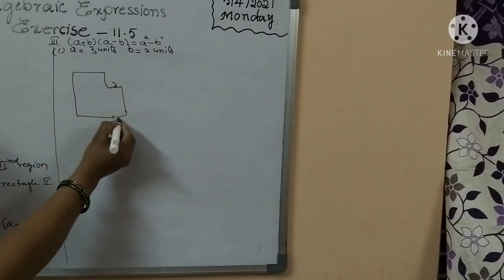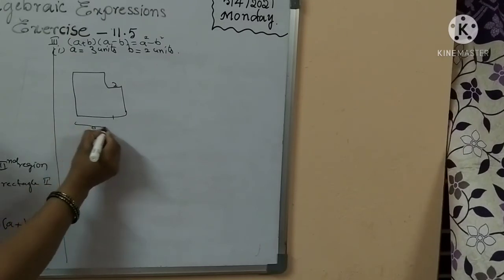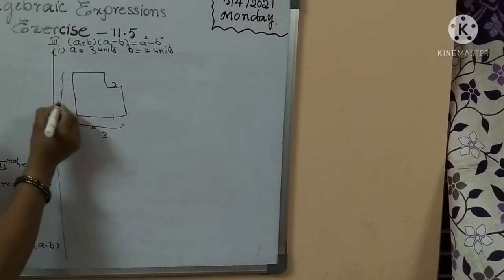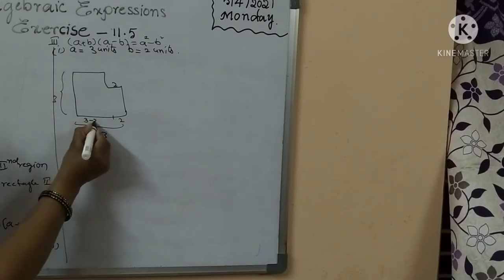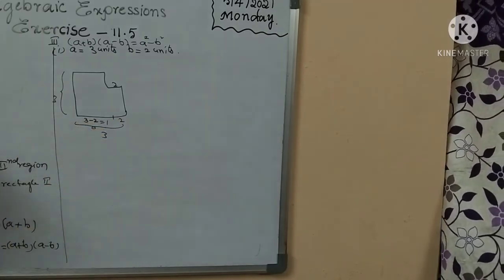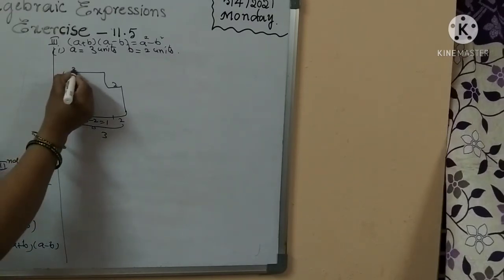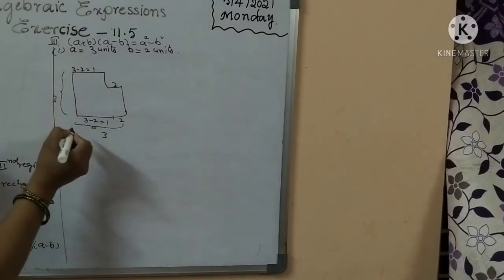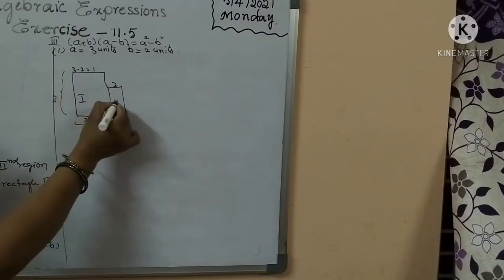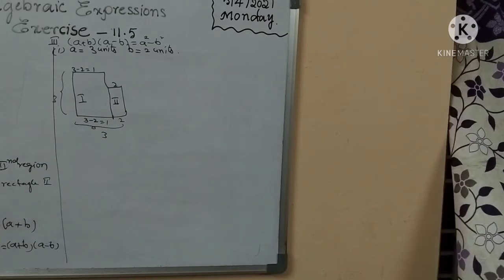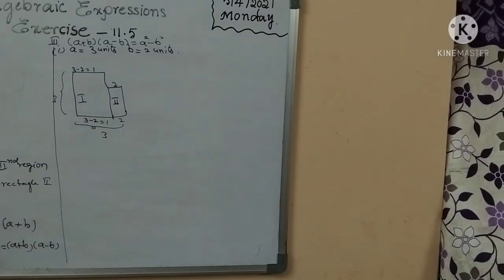So the total distance is 3 units. So here 3 minus 2 is equal to 1. 3 minus 2 is equal to 1. So here also the same, 3 minus 2 is equal to 1. Understand? So it is the first region and it is the second region.